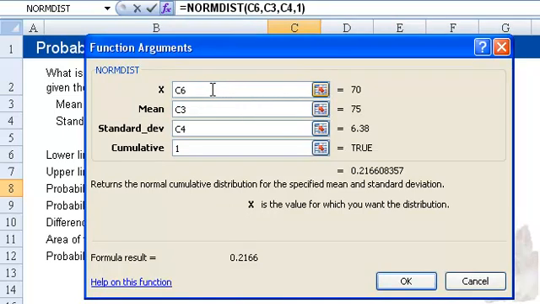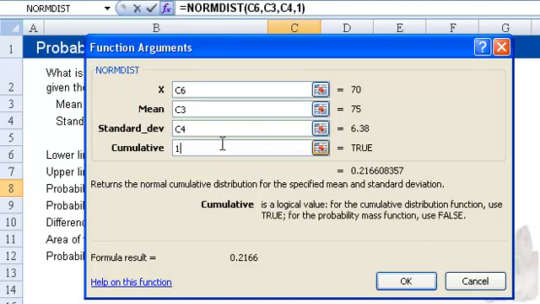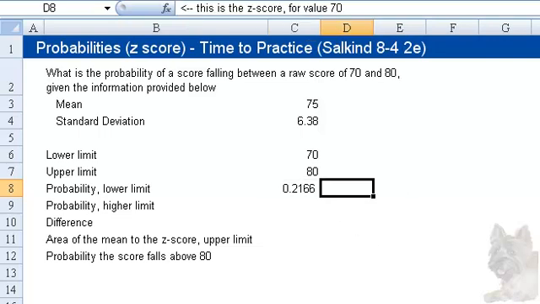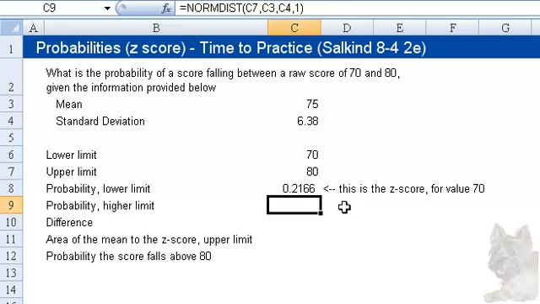So in cell C6, we use the lower limit. That's what we're concerned with, 70. The mean was given in cell C3, which was 75. The standard deviation was given in cell C4, which is 6.38. And you need to set the cumulative to 1. And when you do that, you come up with a probability of a lower limit of 2.166. Now, that's the z-score for value 70.